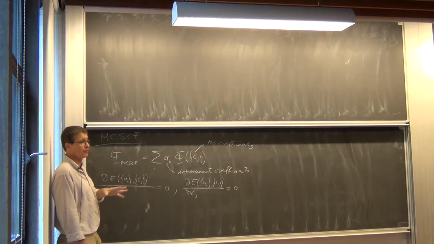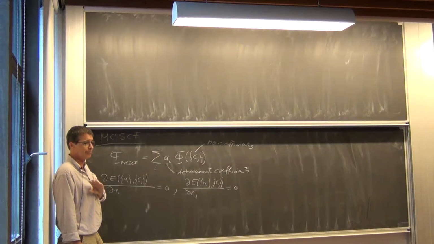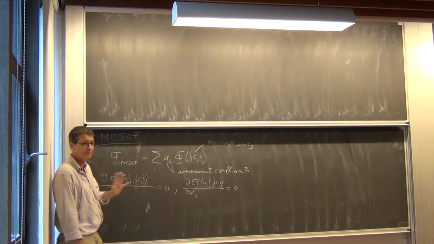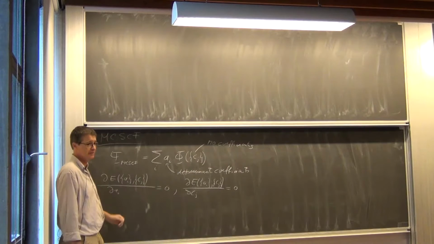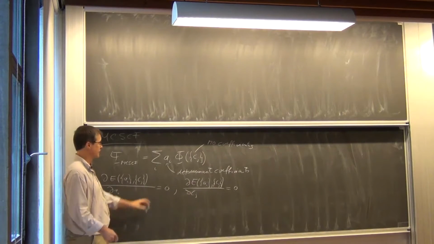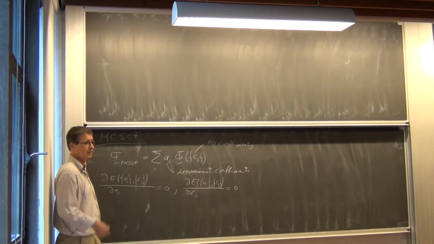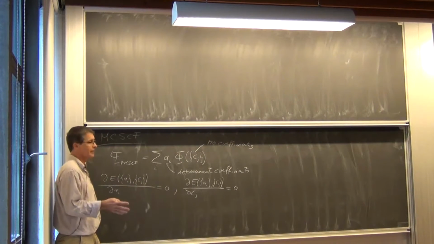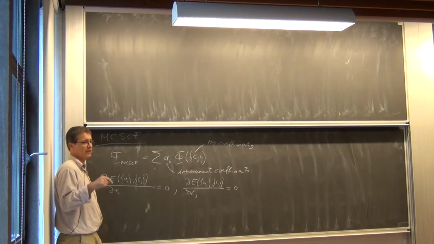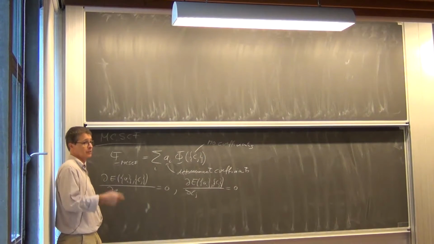MCSCF is really perfect for describing bond breaking, all sorts of degenerate situations with degenerate orbitals or degenerate configurations. That's where this MCSCF approach is really powerful. So it's the method of choice if you have a static correlation problem.